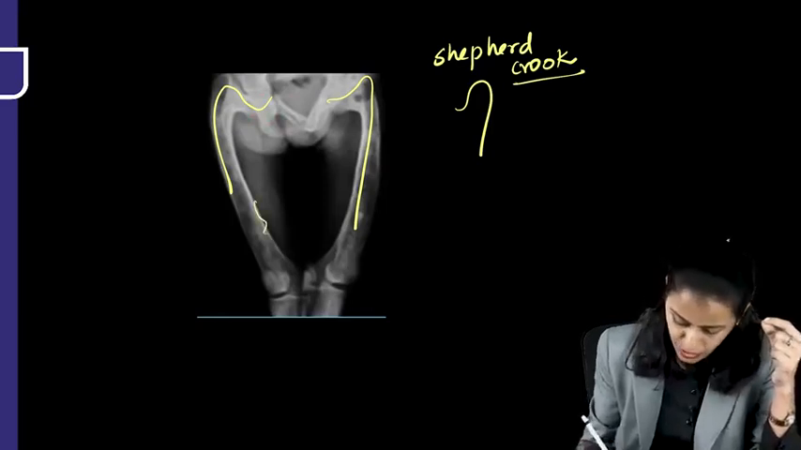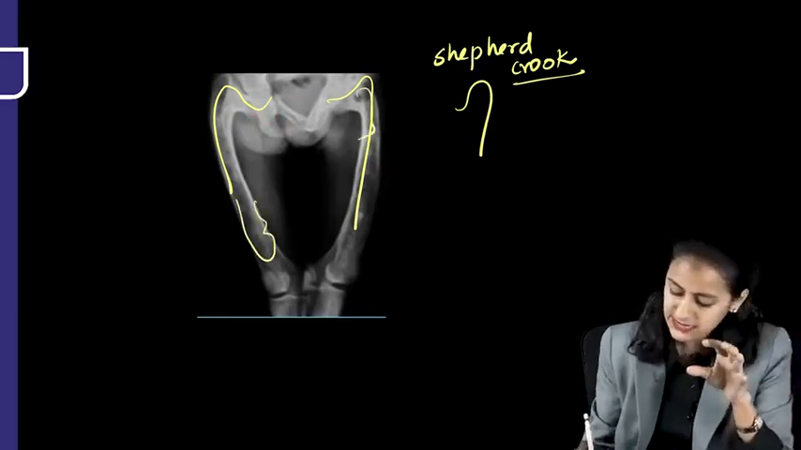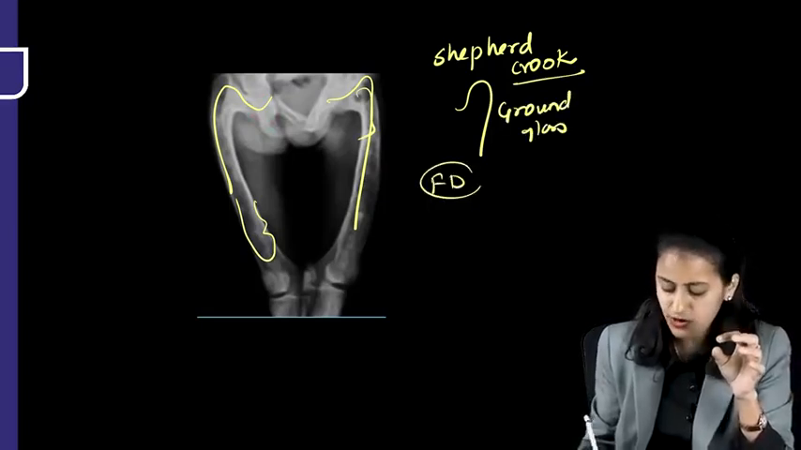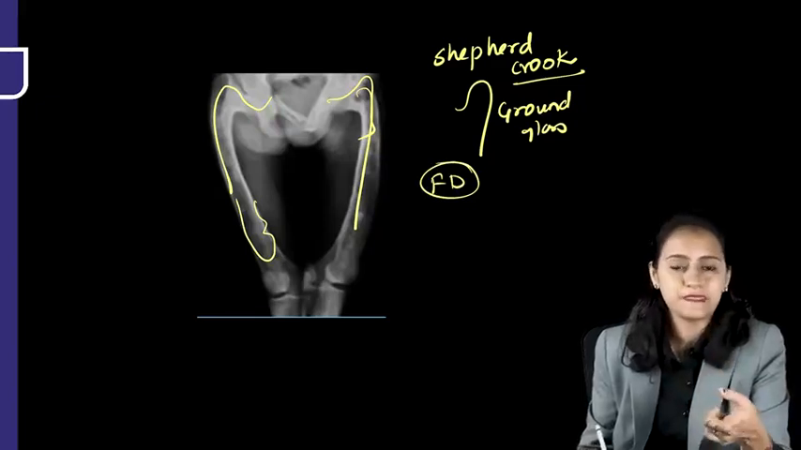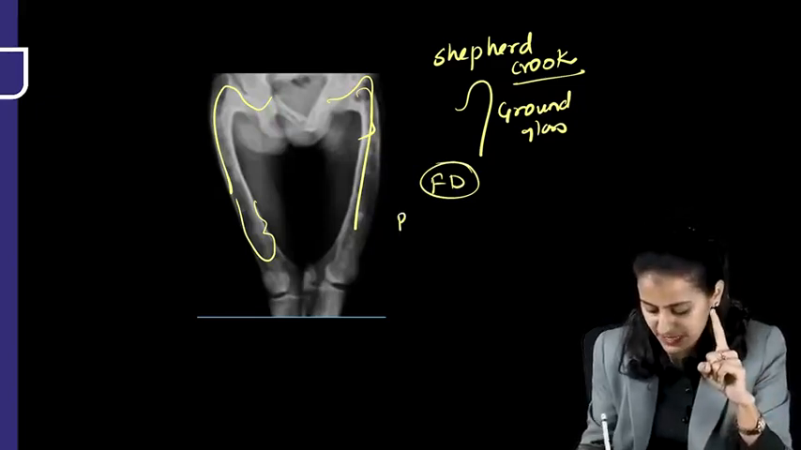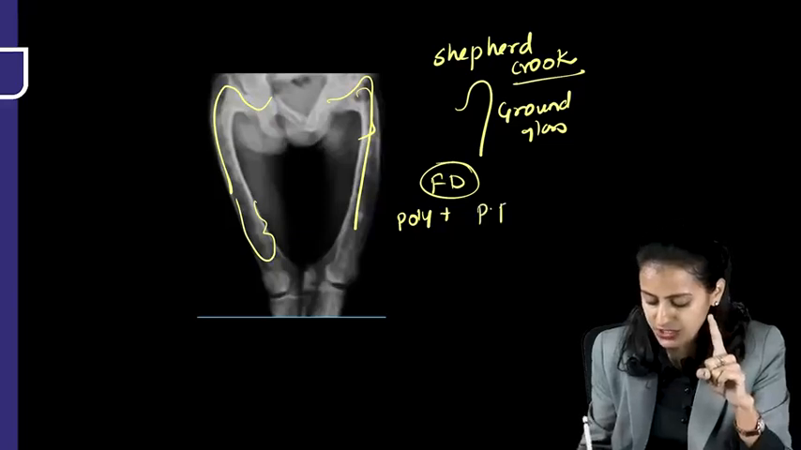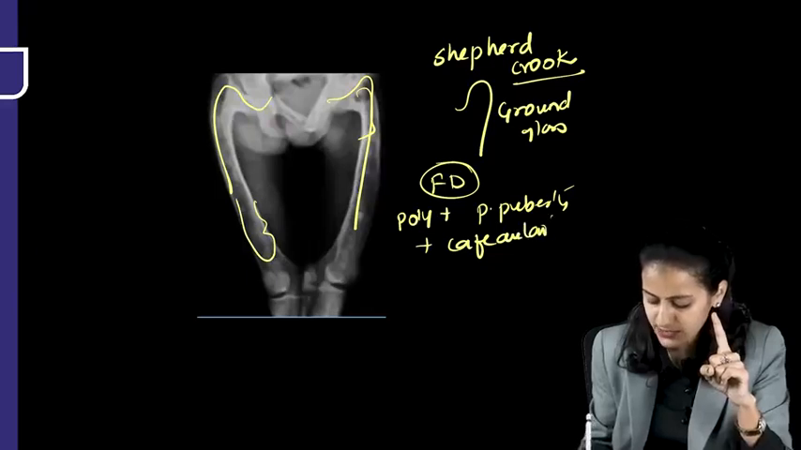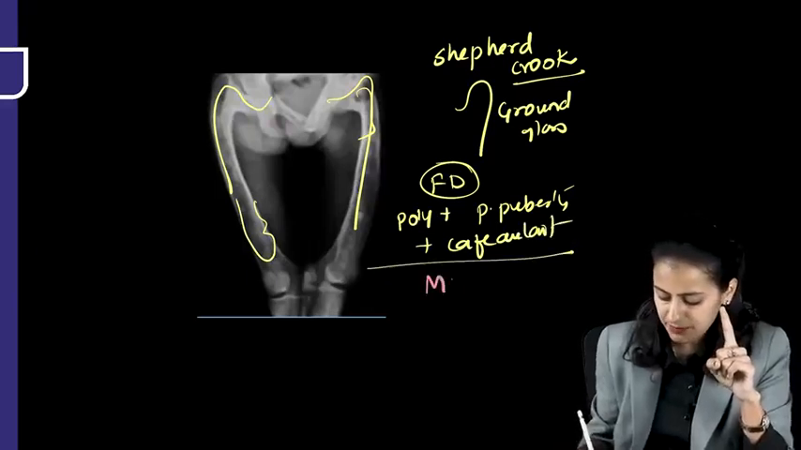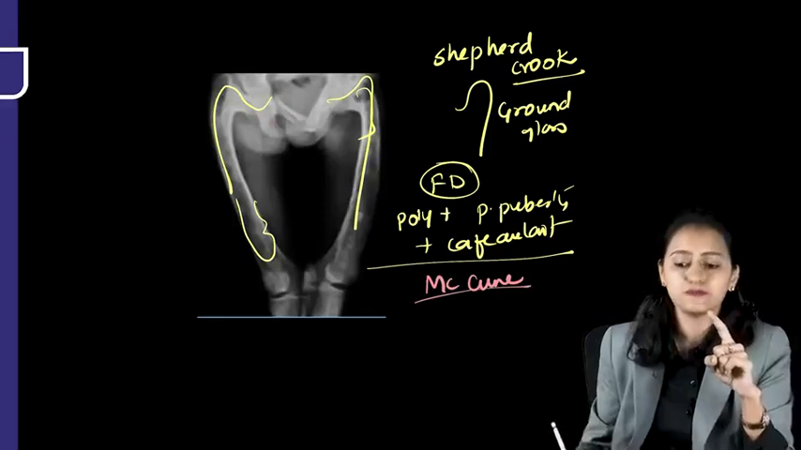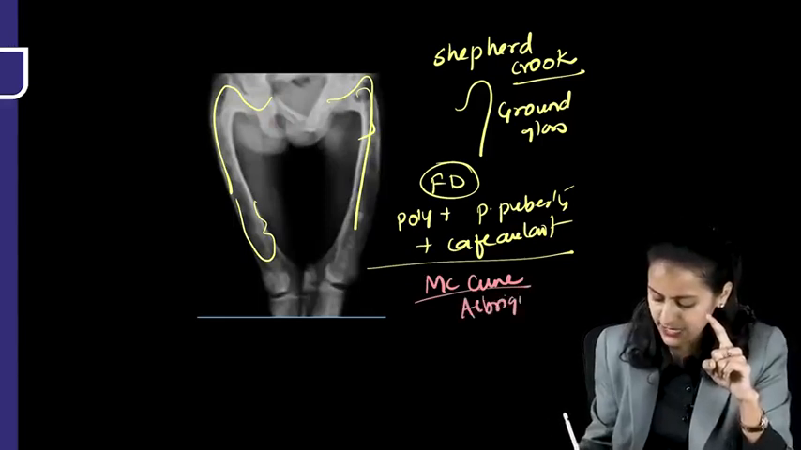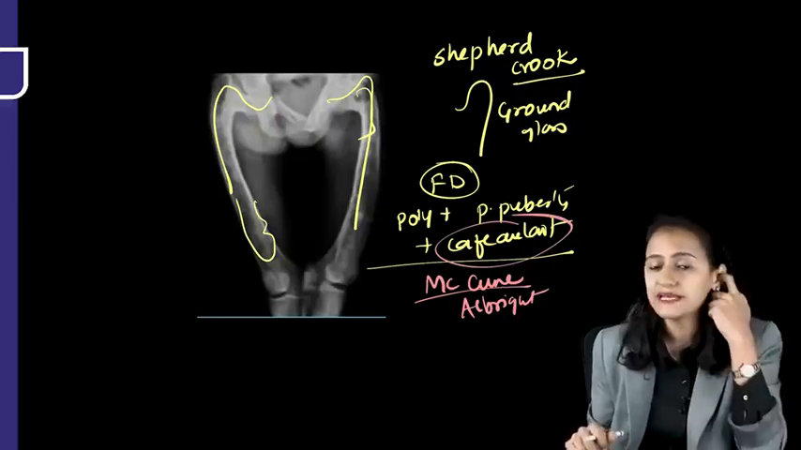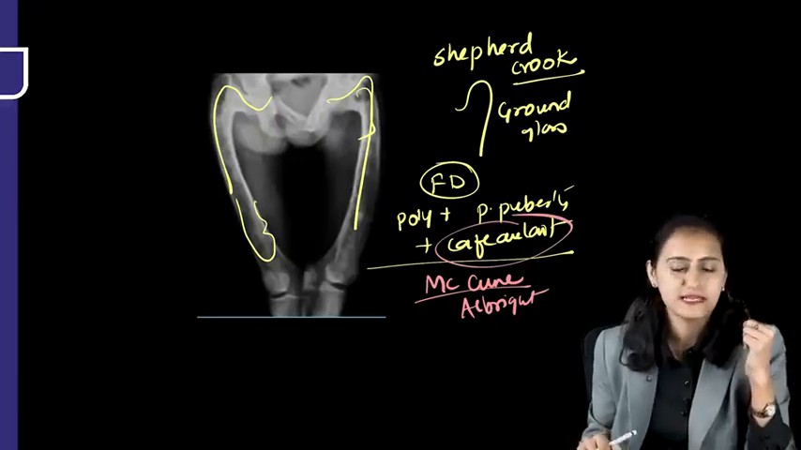Look at the bone matrix. That is called as the ground glass matrix. These are features of fibrous dysplasia. Polyostotic fibrous dysplasia, along with precocious puberty, along with skin lesions, the cafe-au-lait spots. What syndrome is that? That is McCune-Albright syndrome. The skin lesions were mentioned in the question, so that was a clue to identify that it is fibrous dysplasia.